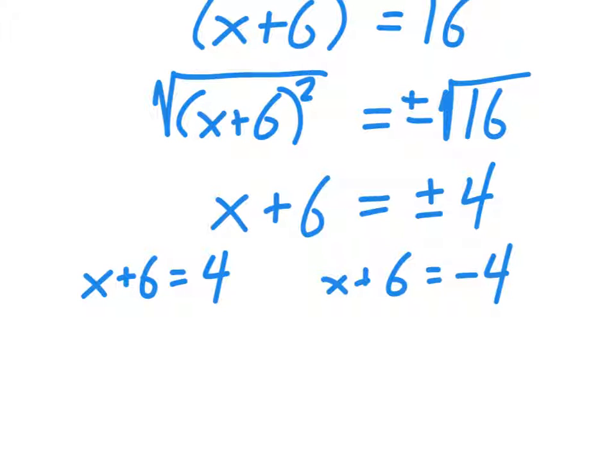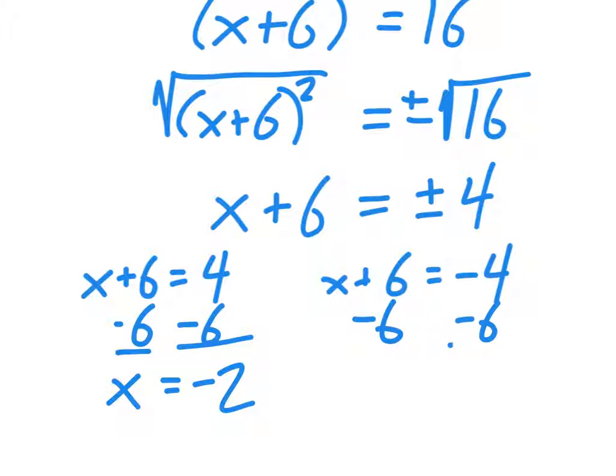All right, so now, x plus 6 equals 4. I want to subtract 6 from both sides to get the x by itself. So we go x equals, and the 4 minus 6 is negative 2. And then on the right one, I have x plus 6 equals negative 4, so again I'm going to end up subtracting 6. And so we end up with x equals negative 4 minus 6 is negative 10. And so those are our two answers. We got x equals negative 2 and negative 10.